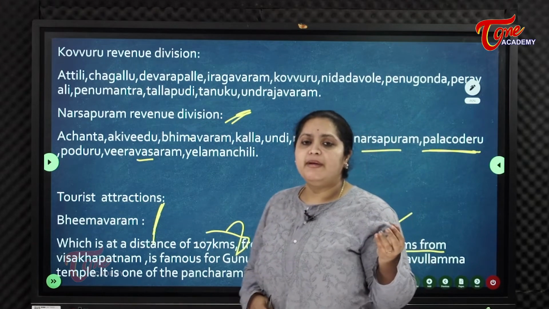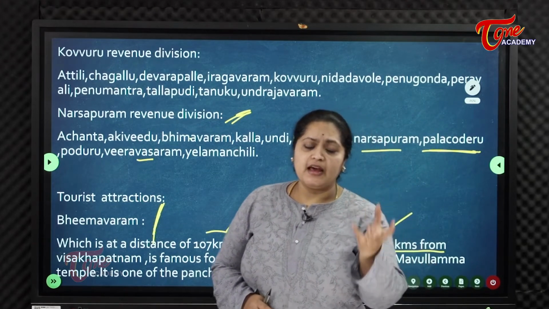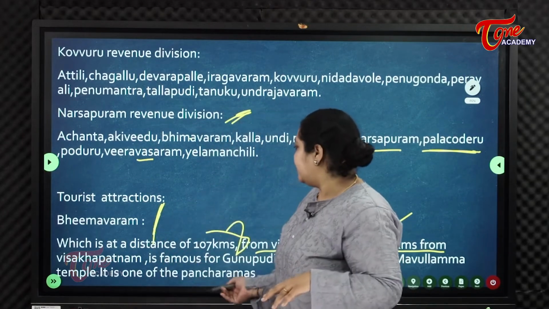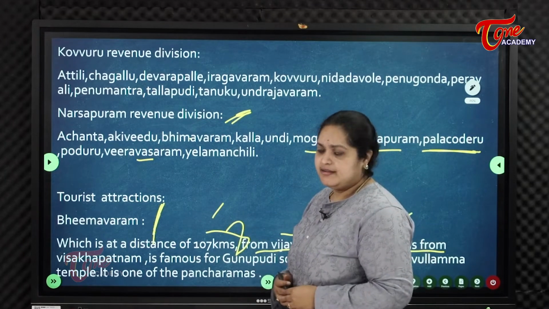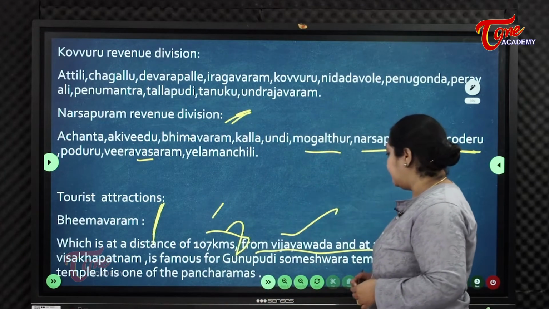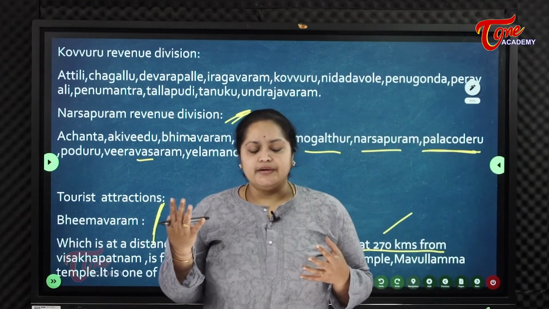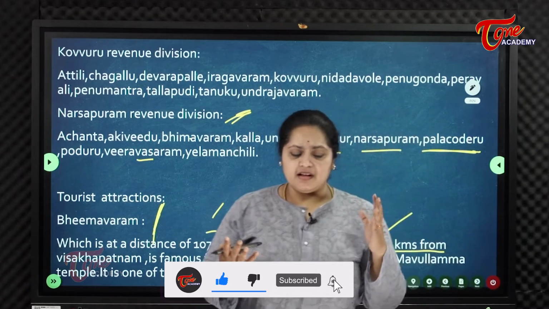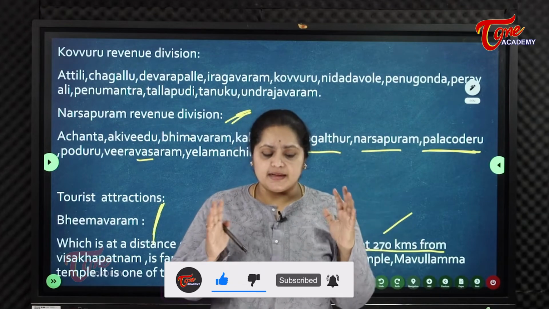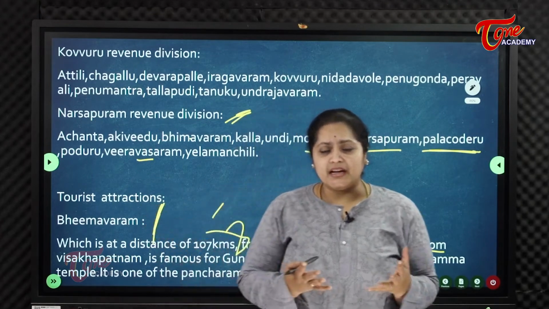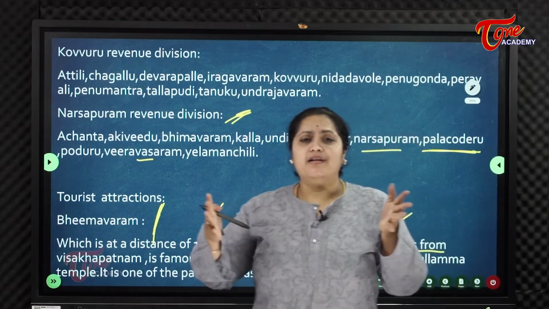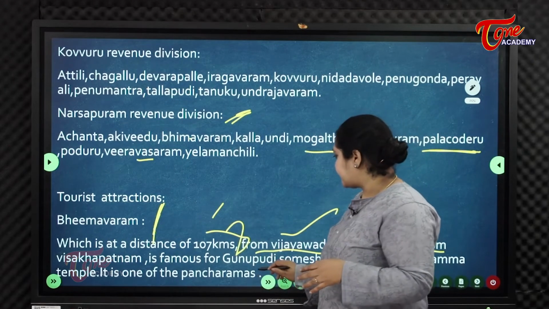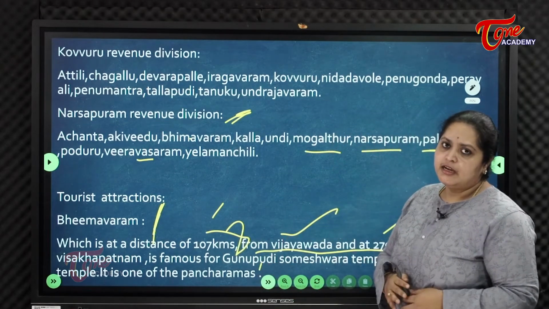This Someshwara Swami temple is one of the Pancharamams. There are 5 Pancharamas in the state of Andhra Pradesh. One is in Bhimavaram, that is the Someshwara Swami temple, dedicated to God Shiva. At the time of Pournami, the linga turns into white color, and on other days it is somewhat grey or a bit dark in color. So that is the main attraction of this temple.